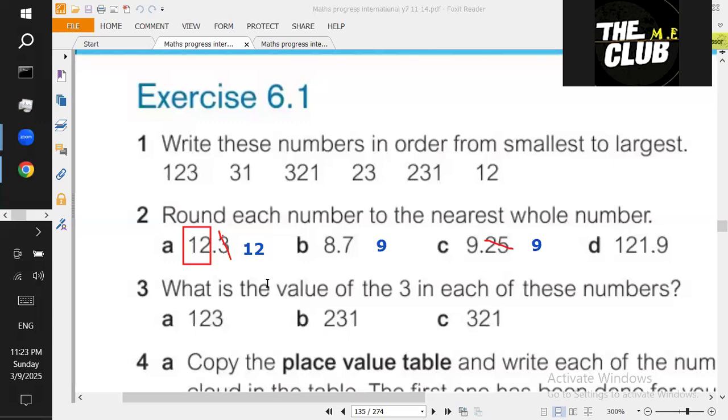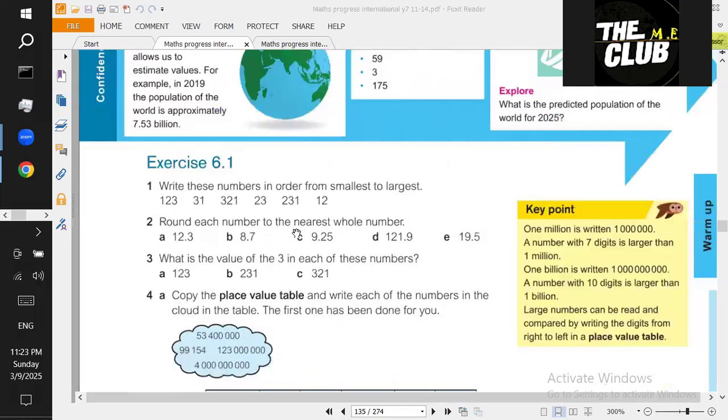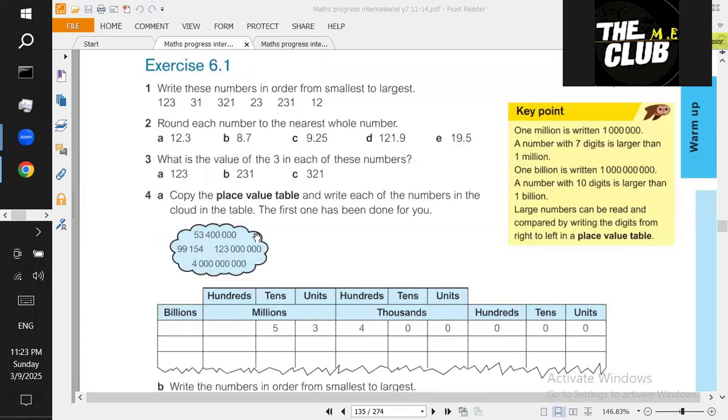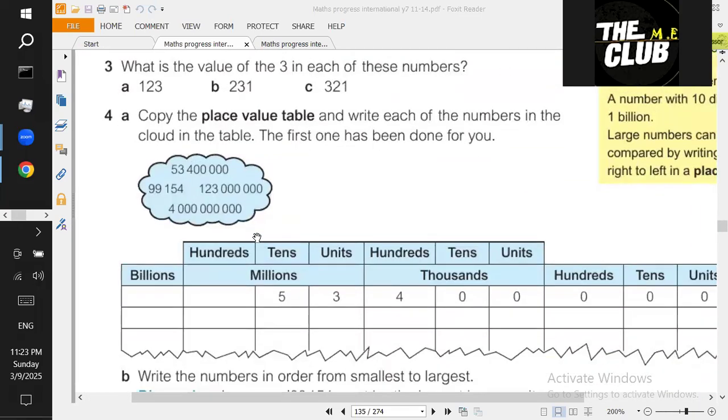Here, what is the value of the 3 in each of these numbers? The value of the 3 here is in the units. Here it's in the tens. Here it's in the hundreds. Now let's move on to the next questions. Place value, same idea. You have the hundreds, tens, and units.